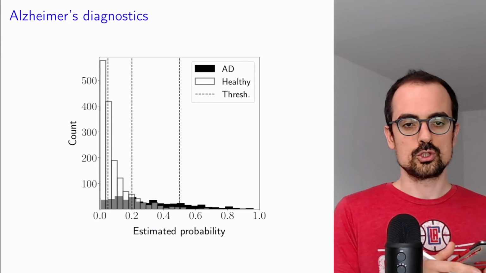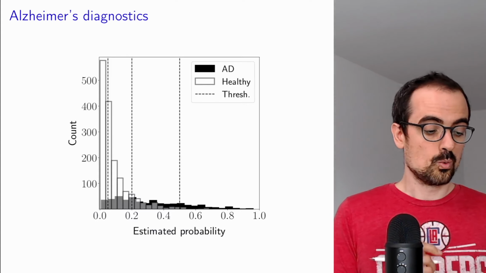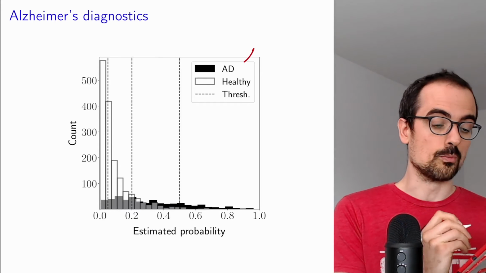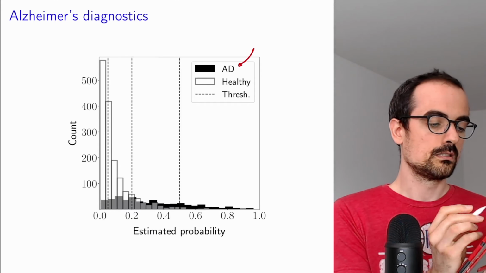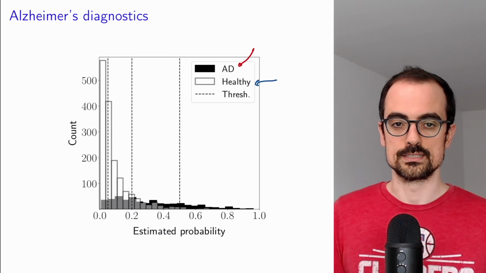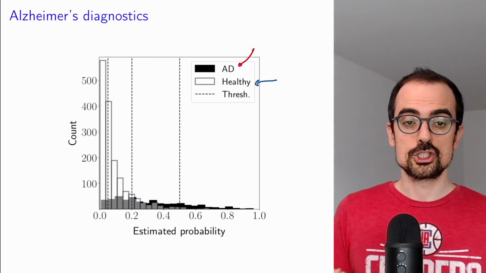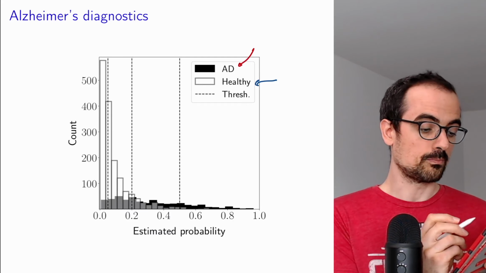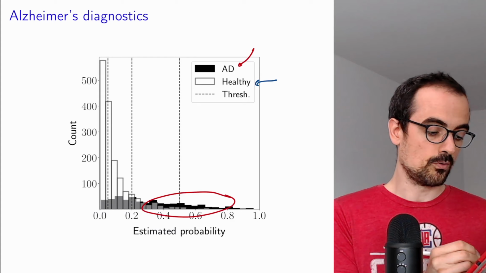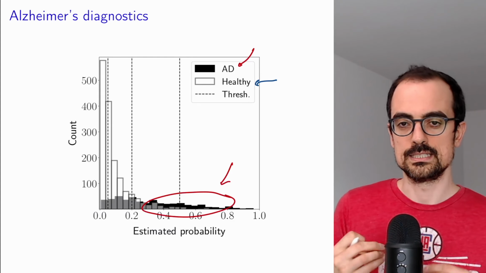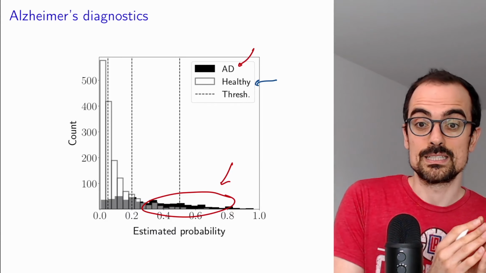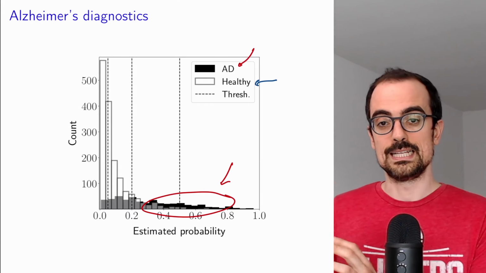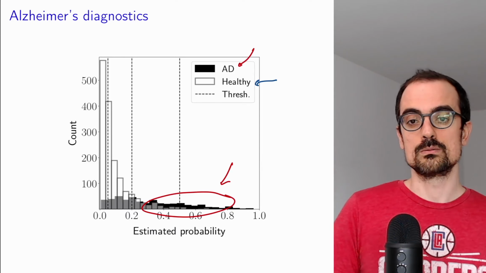So these are two histograms, a black one and a white one, where the black one corresponds to Alzheimer's patients, so patients that do have Alzheimer's, and the white one corresponds to healthy subjects in our dataset. What these histograms are showing us are the estimated probabilities for these two groups. So we see that the estimated probabilities for the Alzheimer's patients, thankfully, are higher. Remember that the estimated probabilities are the estimated probability of having Alzheimer's. So ideally, this should be as high as possible for the Alzheimer's patients and as low as possible for the healthy patients.